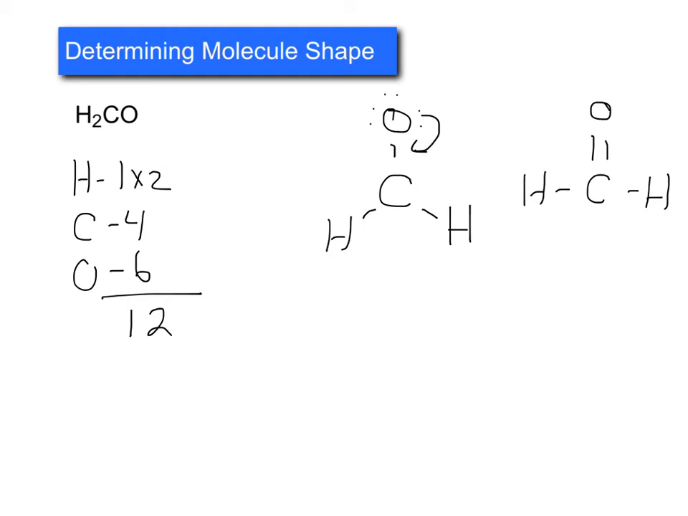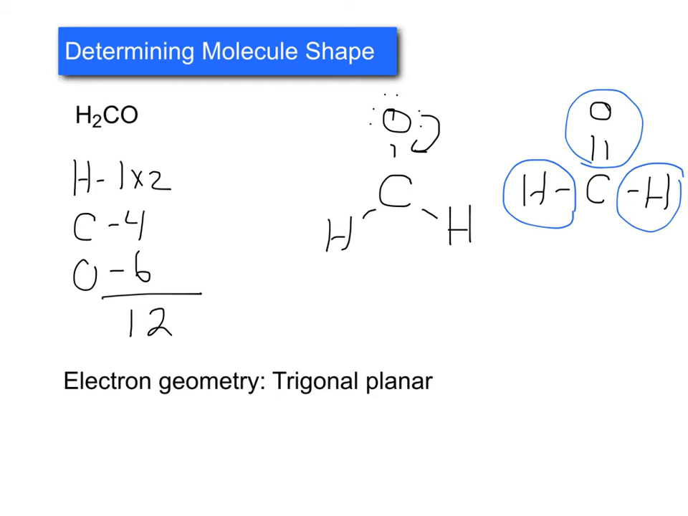All right, so our central atom is carbon, and it has 1, 2, 3 things bound to it, and no lone pairs. Again, it doesn't matter that one of these is a double bond and one is a single bond. What we're counting is how many atoms are connected. And so with 3 groups, that'll make our electron geometry trigonal planar. And since we have no non-bonding pairs on our central atom, that means our molecule geometry is going to be the same. It's also trigonal planar.